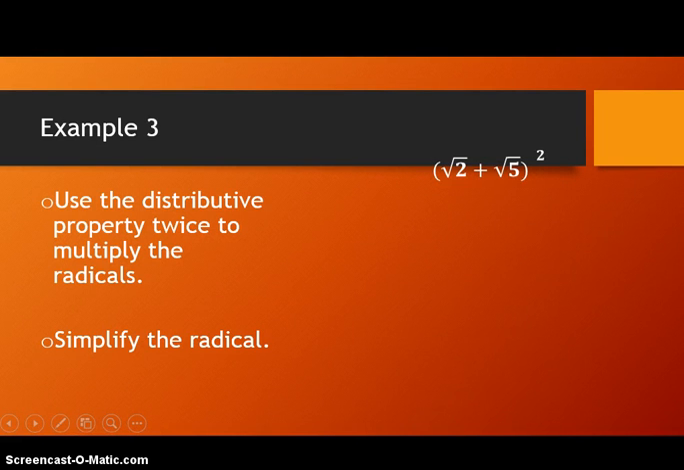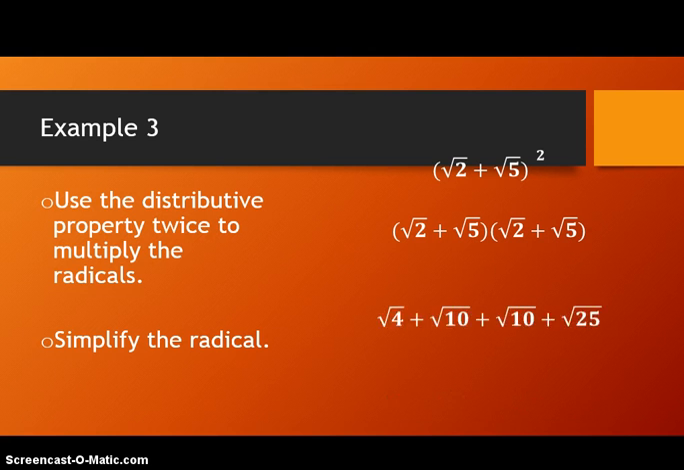This problem looks a little bit different, but it's really not. We've got the square root of 2 plus the square root of 5 squared. All that means is we need to do the square root of 2 plus the square root of 5 times the square root of 2 plus the square root of 5.